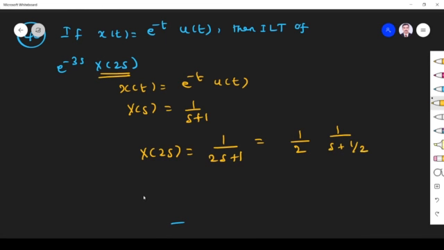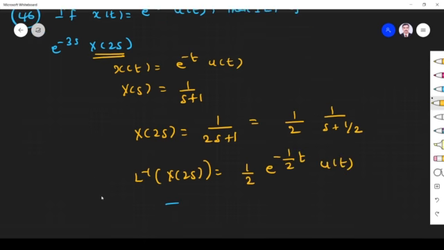Right? So what is L inverse of X of 2s now? L inverse of X of 2s is nothing but 1 by 2 e power minus 1 by 2 t u of t. Now they are asking the inverse Laplace transform of e power minus 3s X of 2s. So in the s domain, if it is multiplied by e power minus 3s, then in the t domain t should be replaced by t minus 3.